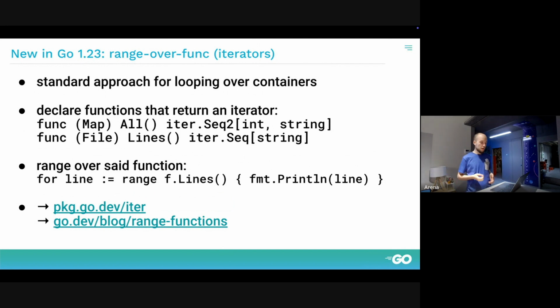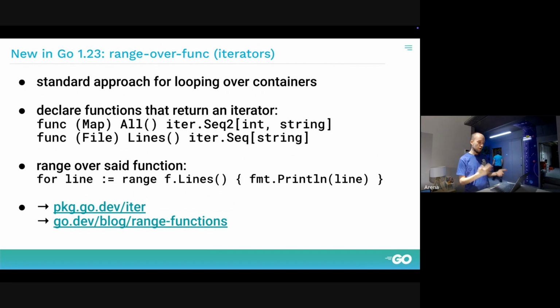What is this about? The idea behind this whole body of work is to have a standard approach for looping over container types. This is something that other languages have already offered, but in Go it's sort of ad hoc and it wasn't really standardized. So the idea is that you declare functions on your custom types that then return an iterator. So for example, if you have a custom map type implementation, you could have an all function which returns an iterator that goes over all of the keys and values. And in this case, the keys are of type int and the values are of type string.